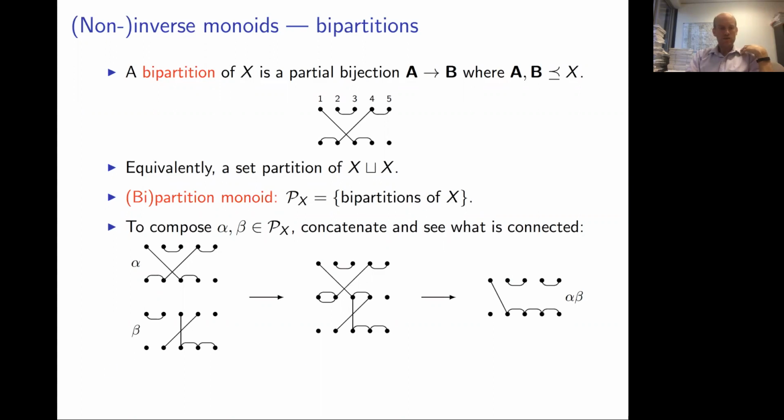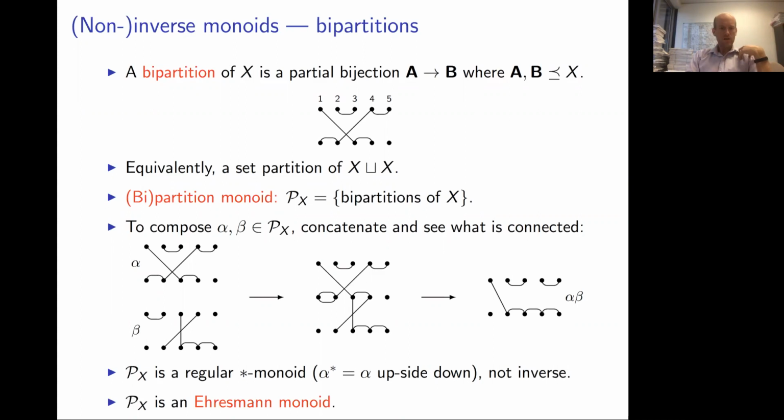And this is not inverse. It's an example of a regular star monoid, which I won't go into all the details of, but it's almost like an inverse monoid where maybe the idempotents don't commute. Okay, and it turns out that this monoid is important for all kinds of reasons, and that's a whole separate talk. But it turns out that this is a nice example of an Ehresmann monoid. So, what is an Ehresmann monoid?